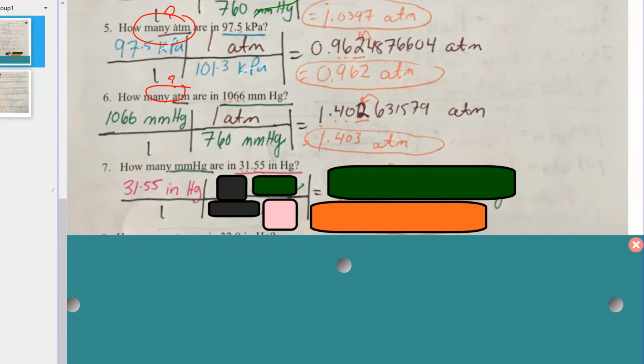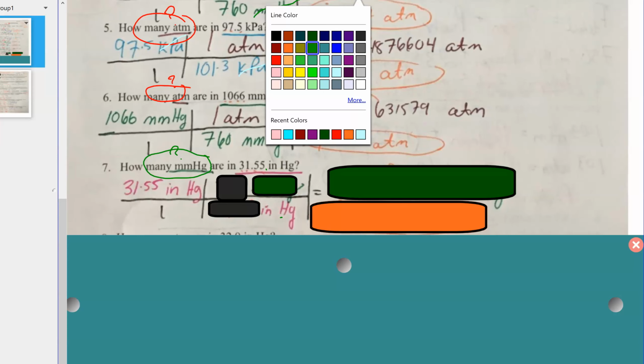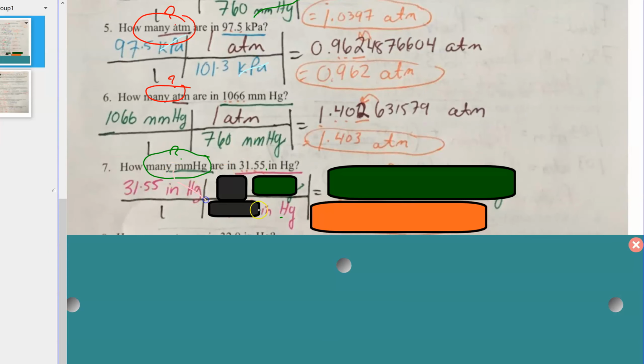So this one, now they're saying how many millimeters of mercury are in 31.55 inches of mercury. So take what we know over 1, make it an improper fraction. We want to cancel inches of mercury, so before any numbers, let's get the units done properly. So we want to put the inches of mercury on the bottom, and when we do that, can't you see how this is going to cancel out? And we want to get to millimeters of mercury on the numerator. So that should work.